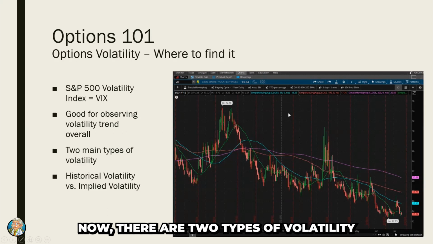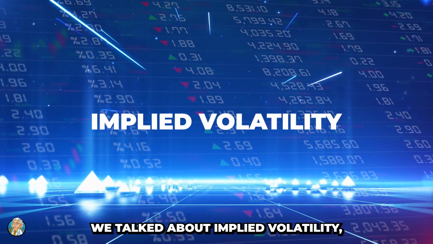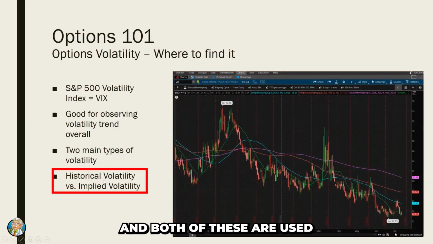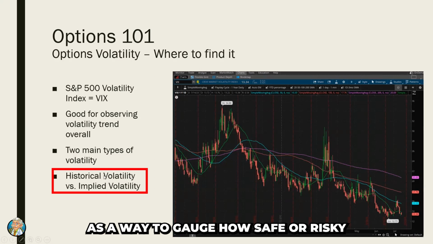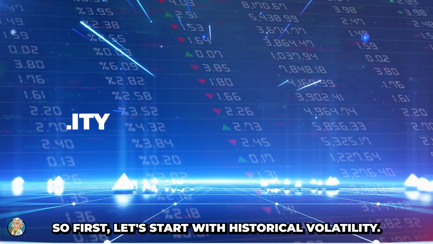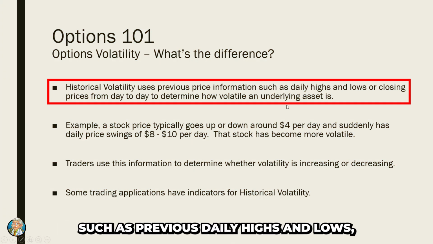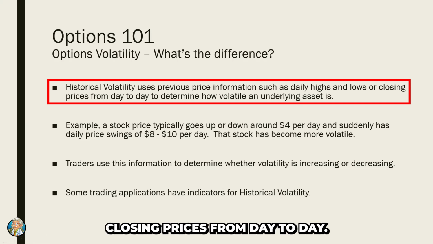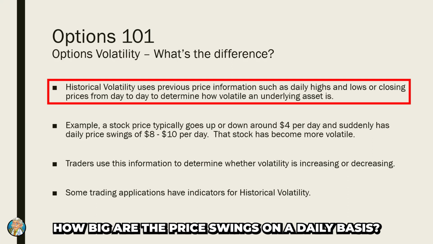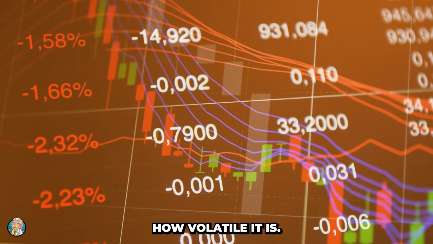Now, there are two types of volatility I want to get into. In my previous part, we talked about implied volatility, but I want to compare that to historical volatility. And both of these are used as a way to gauge how safe or risky it is to invest or trade in a specific company. So first, let's start with historical volatility. Historical volatility uses price information such as previous daily highs and lows, closing prices from day to day, how much is the price of that underlying changing on a daily basis, how big are the price swings on a daily basis, and you can use that as a way to determine how volatile it is.